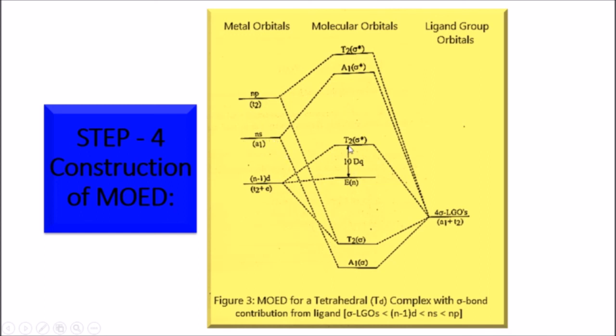Then after the T2 MO, a little higher in energy is the ns, that is 4s A1 symmetry, and then the A1 anti-bonding molecular orbital. In between this we have np, that is T2 symmetry of the atomic orbital of the central metal ion, and the highest energy is T2 sigma star. This is the MOED diagram for tetrahedral only sigma interaction.